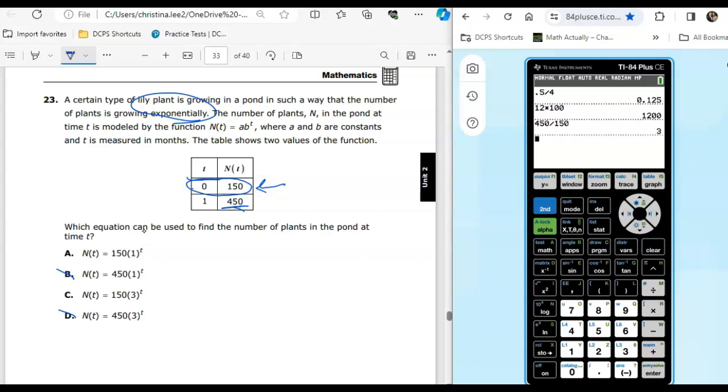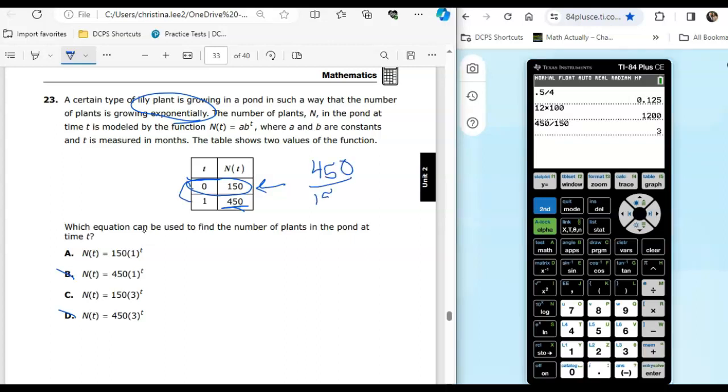Remember, to find the factor in a table when we have numbers one right after the other, or consecutive inputs, we can do 450, the later value, divided by the earlier value, which gives us 3. Now we have the factor. So here our equation is best represented by C, 150 times 3 to the power of t, where 150 is our starting amount, and then it's increasing times 3 every, I believe this represents months, so every month.